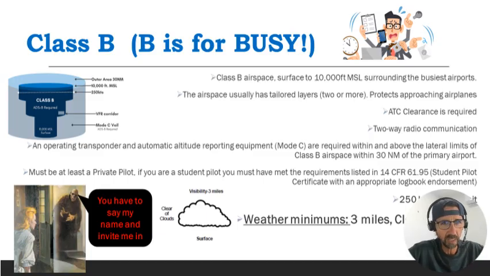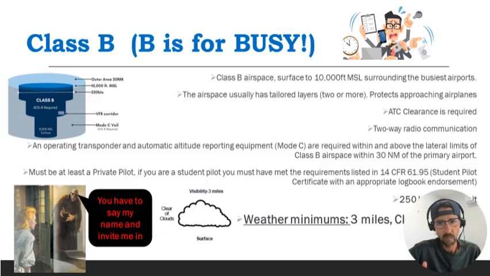250 knots is your speed limit. If you're going through the VFR corridor or you're below, your speed limit is a little bit lower, at 200 knots. They have those VFR corridors, and anytime you're below the Class B airspace, your speed limit is 200 knots. And your visibility is 3 statute miles clear of clouds.